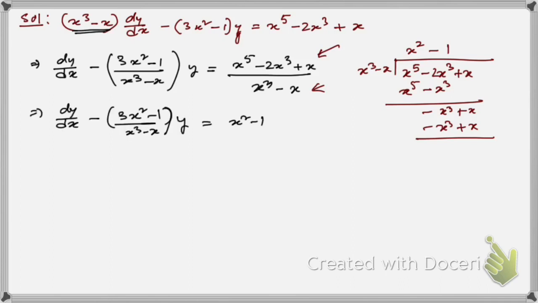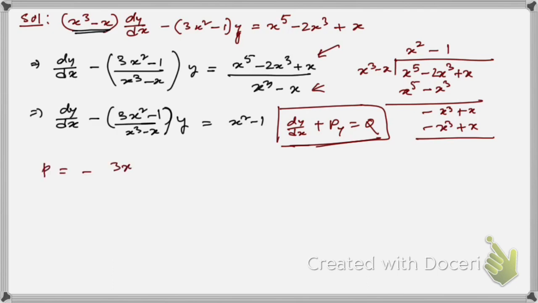Now from here you see, if you compare this equation with dy by dx plus py is equal to q, then here p will be equal to minus (3x square minus 1) by (x cube minus x), and q will be x square minus 1. That's what you will get, right?